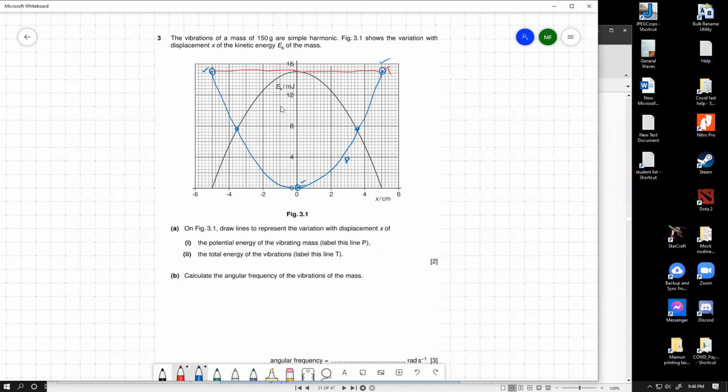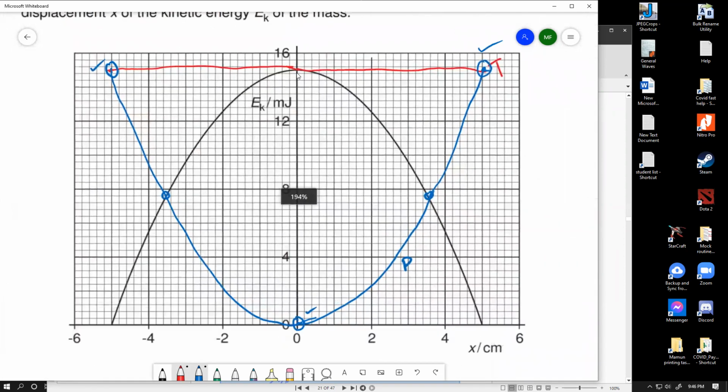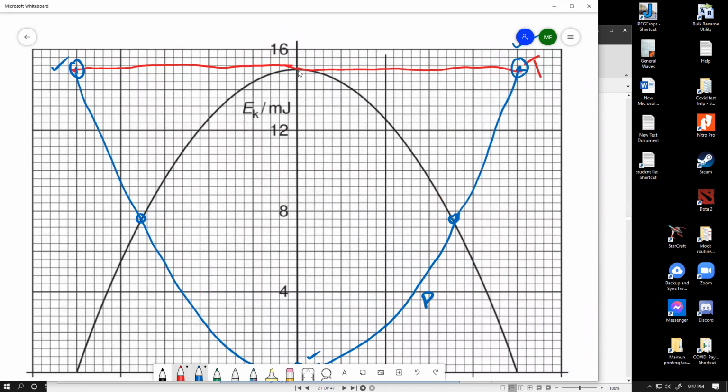What we are provided with is the mass of the particle. We are provided with the kinetic energy graph, which means we also have the maximum value of kinetic energy. What would be the maximum value of kinetic energy over here? Have a look. This is 12. This is 16. This should be 14, so this should be 15, right? The peak value should be 15 millijoule.